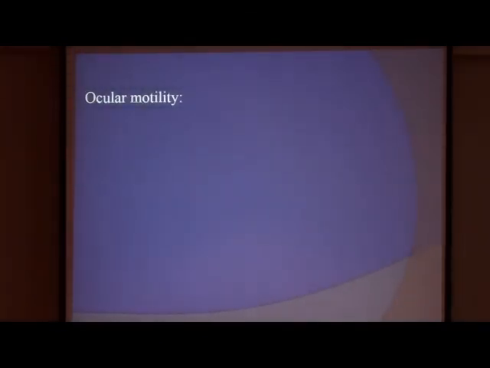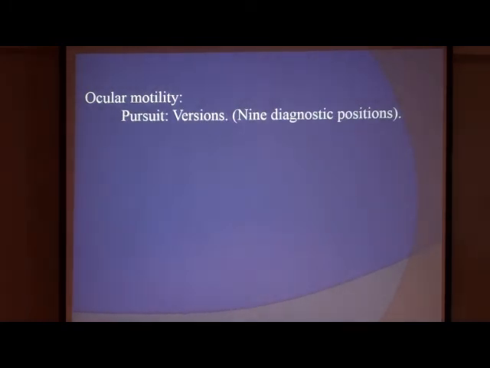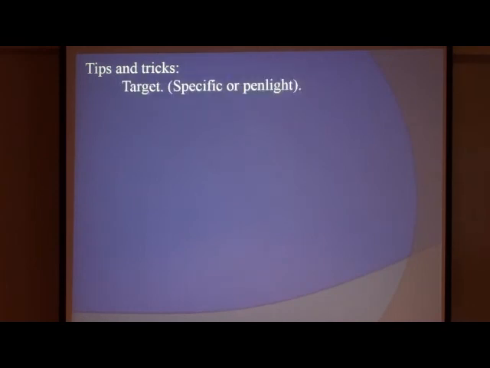Now to the most important part, the ocular motility and motor assessment. I try to focus on this. The pursuit or movement: first are versions. Versions should be assessed in the nine diagnostic positions. There are certain tips to be considered in assessing motility to have a good assessment. First, the target: either a specific target or just a pin light torch will be enough. And insist on full gaze.